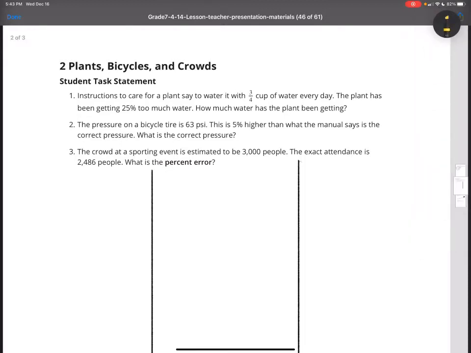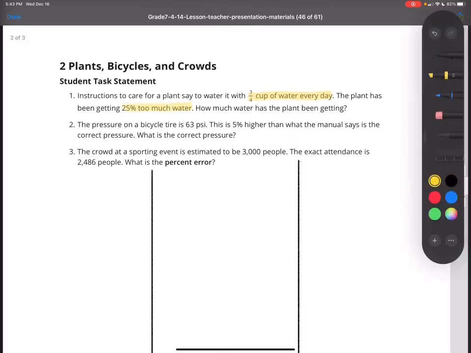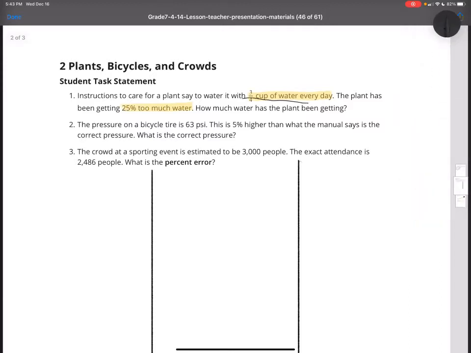The instruction says to give the plant 3/4 cup of water every day. But the plant has been getting 25% too much water, and the question, which I'll circle, is how much water was the plant getting? Okay, so we're trying to figure out, well, it's supposed to be getting 3/4 cups, right? But it's getting 25% too much water. All right.